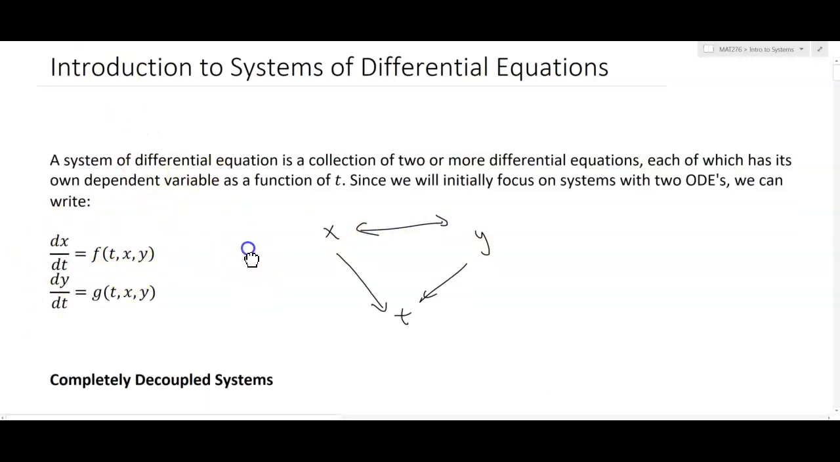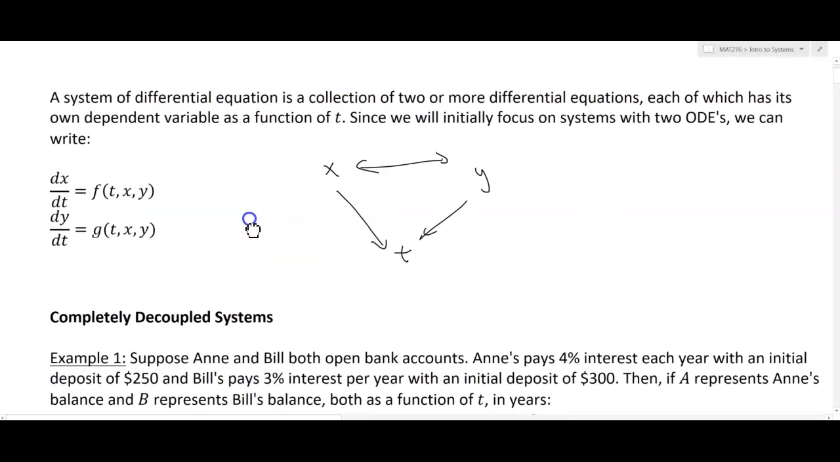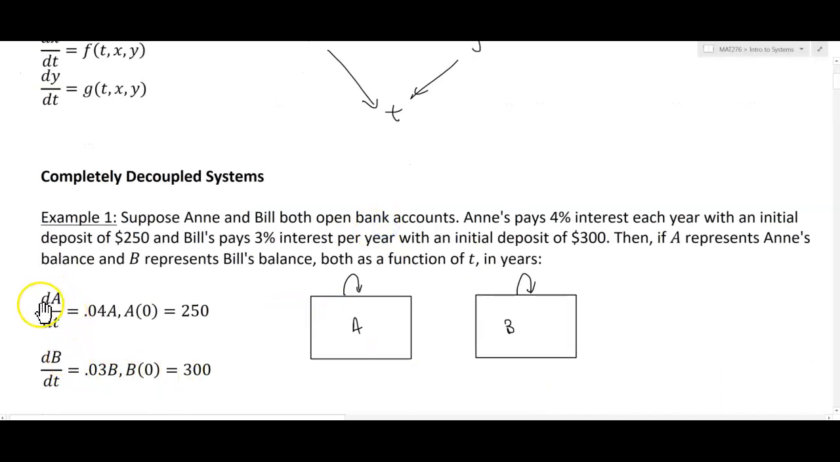So we have a number of different types of systems of differential equations. One is called a completely decoupled system. So suppose Ann and Bill both open bank accounts. Ann's pays 4% interest each year with an initial deposit of $250, and Bill's pays 3% interest per year with an initial deposit of $300. Then, if A represents Ann's balance and B represents Bill's balance, both as a function of t in years, then it follows that the change in Ann's balance in dollars per year is going to increase by 4% of whatever her current balance is. For Bill, that's going to be 3% of his current balance. A of 0, that is, Ann's initial balance is $250 and Bill's is $300.